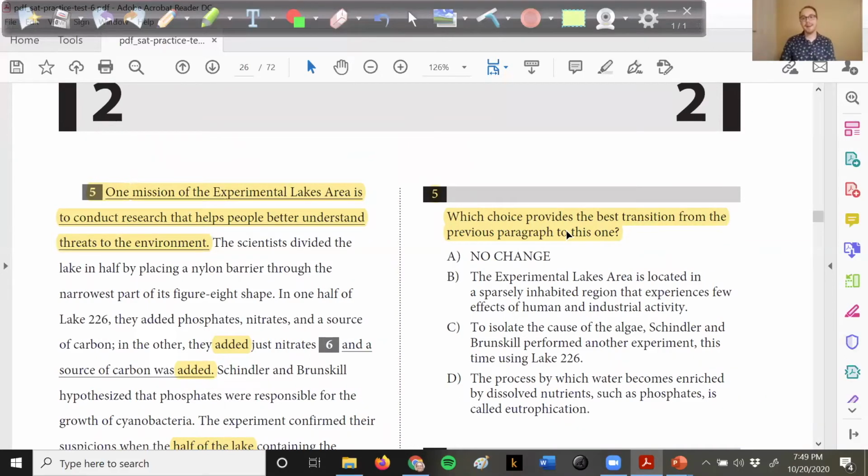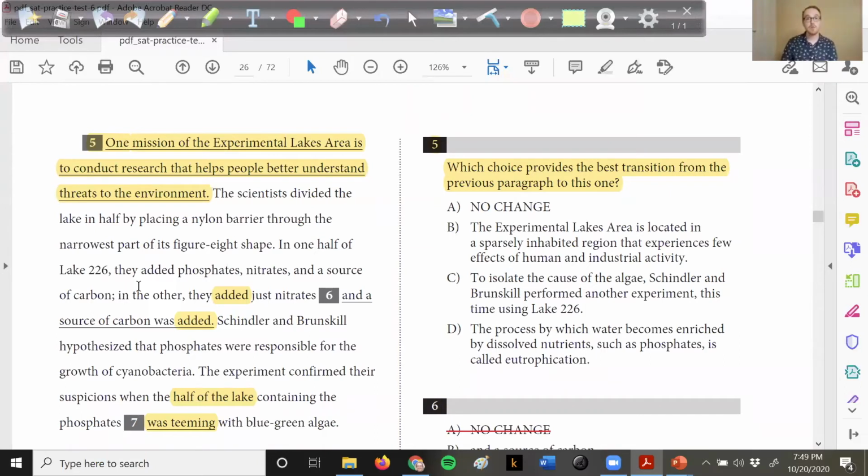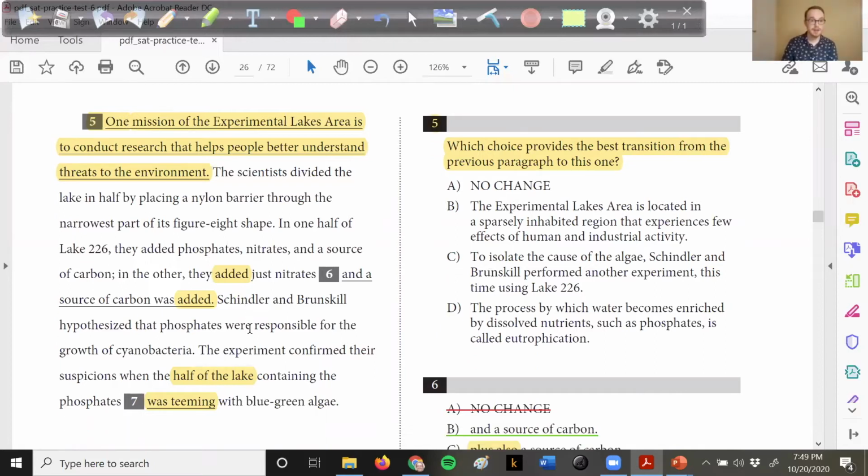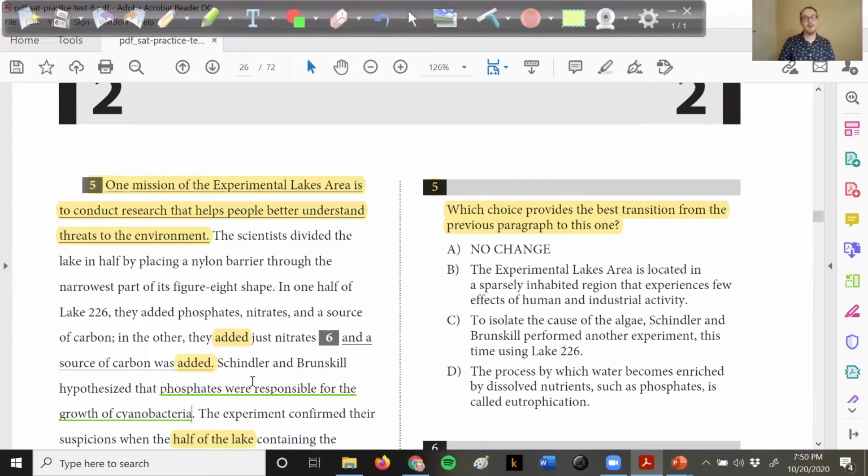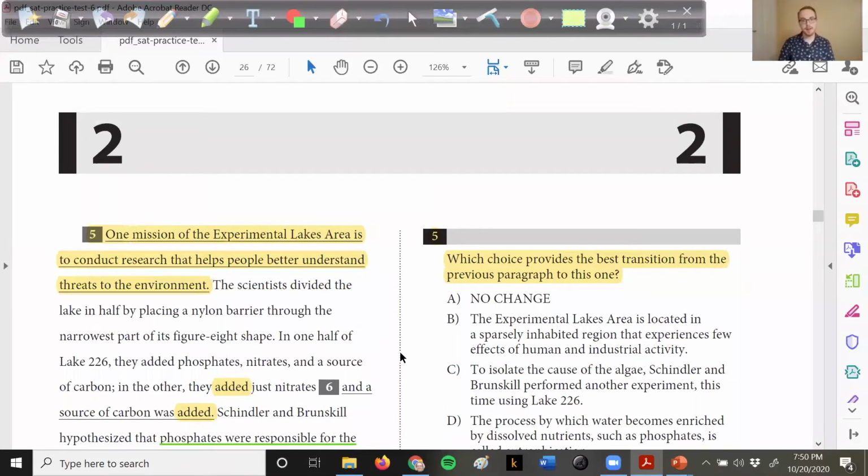Which choice provides the best transition from the previous paragraph to this one? Well, we know that this one is basically about them testing a theory as to what was causing the algae. Their theory was that phosphates were causing the growth of cyanobacteria, right? So it goes into their actions based on that theory.